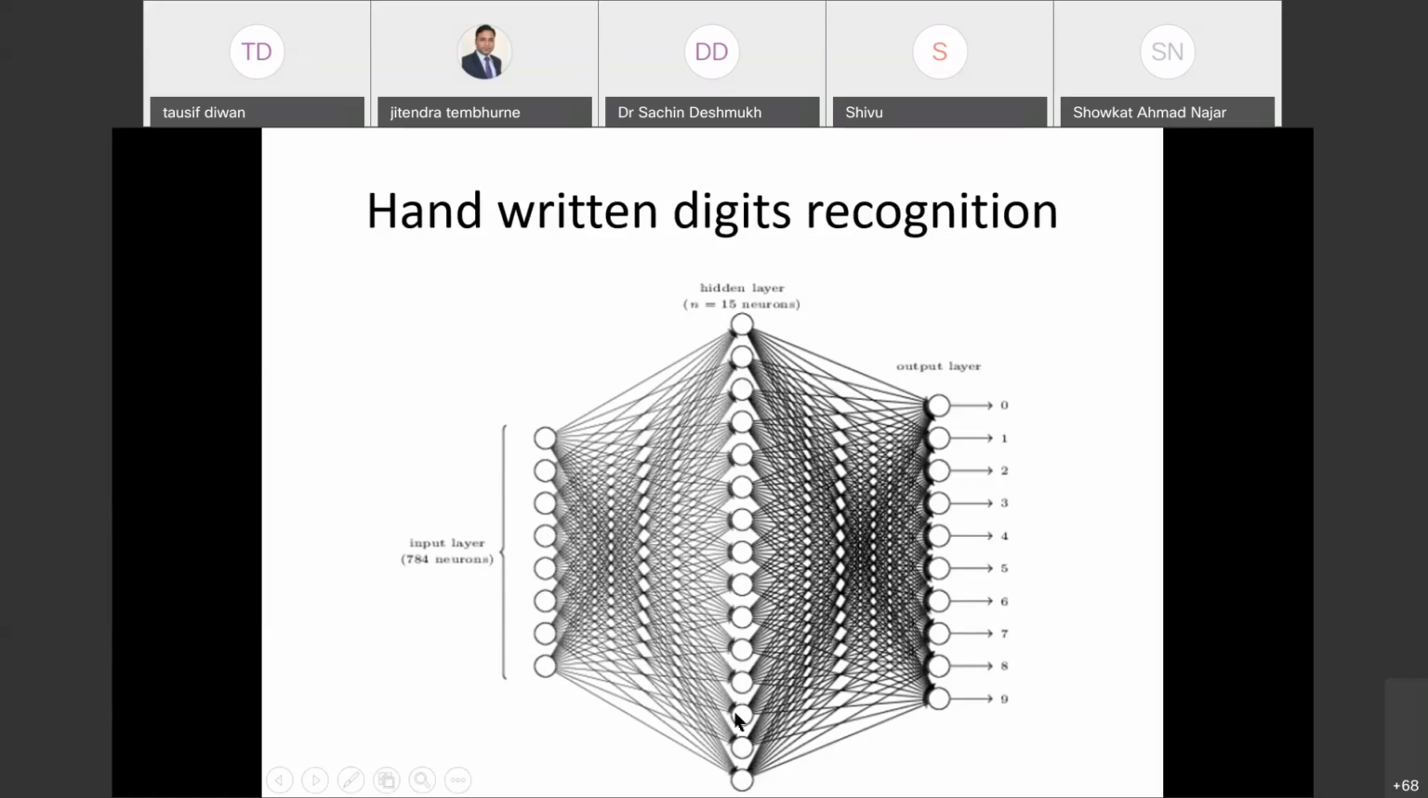And this is the hidden layer. So suppose we are taking 15 neurons in the hidden layer, and finally we are trying to predict the category for the output image. It's a 3-layer neural network.